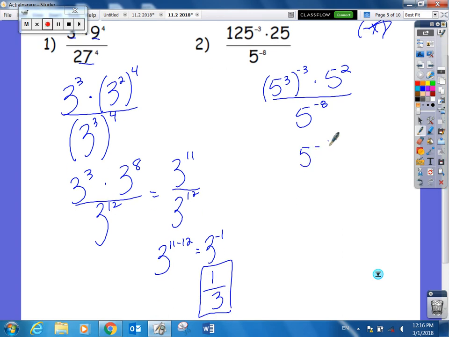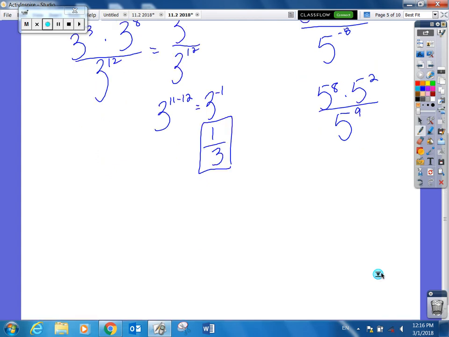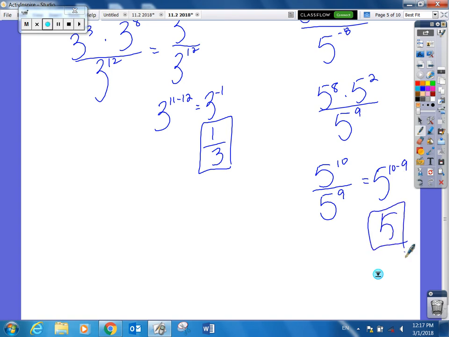So this ends up being 5 to the negative 9 times 5 squared over 5 to the negative 8. And whatever you like to do. Do you want to get rid of the negatives? Do you want to combine and then deal with that? Lots of different ways you can do that. If you don't like the negatives, you want to get rid of the negatives before you do anything. All right, so 5 to the 8th comes up, 5 squared stays, 5 to the negative 9th comes down. And then you end up with 5 to the 10th over 5 to the 9th, which is 5 to the 10 minus 9. So you just get 5.